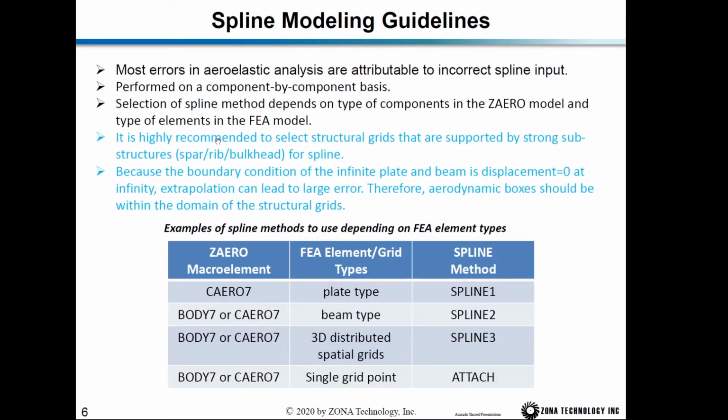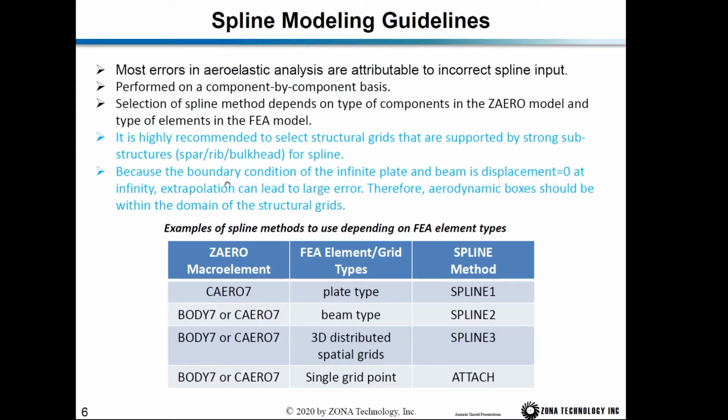Okay, when you select the structural grid point, it's highly recommended to select structural grids that are supported by a strong substructure. So, for example, you have to select the wing grid on the skin, and underneath it is supported by either spar or rib. All the grid points on the fuselage are supported underneath by the bulkhead. So you never want to select a grid point which has no supporting substructure underneath.